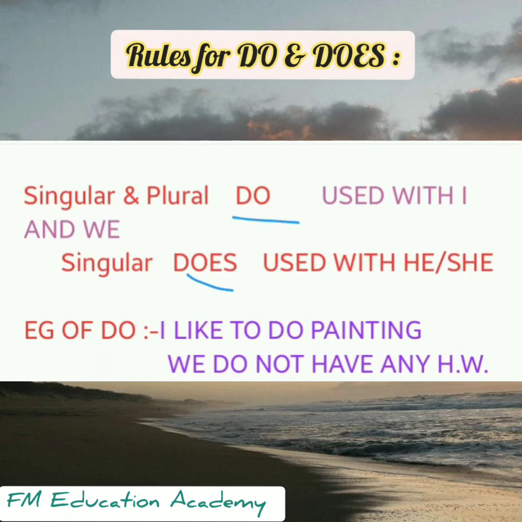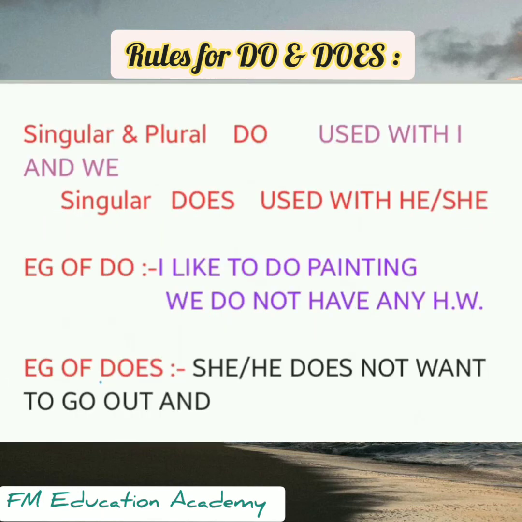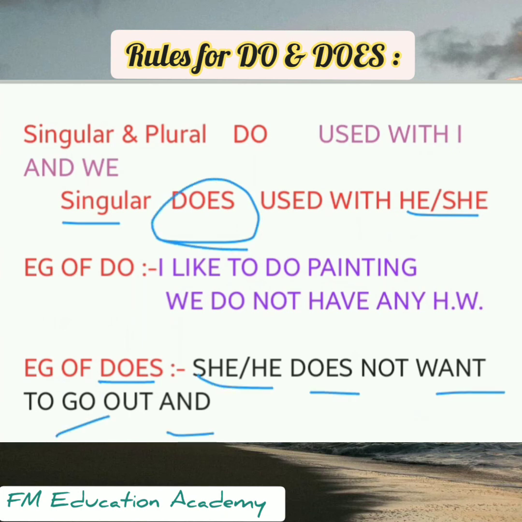Do and does. So do is used with singular and plural also. That is, do in singular is used with I and in plural it is used with we. Let us look at an example of do. I like to do painting. So I is used with do. Similarly, we do not have any homework. So we is used with do. Then does we have with she, singular. He, she, does is used. For example, he does not want to go out and play.